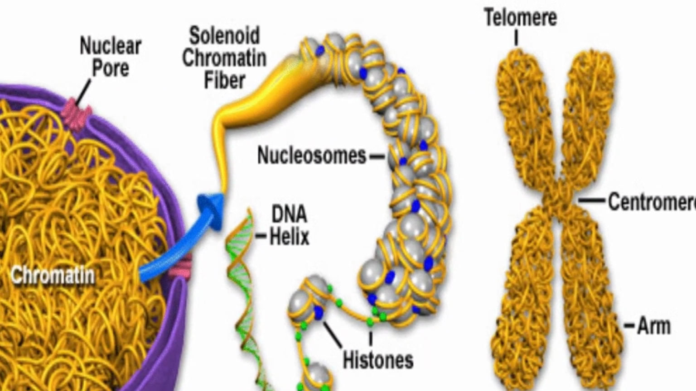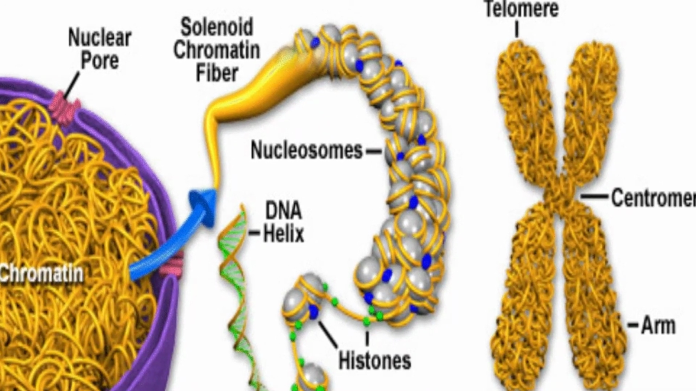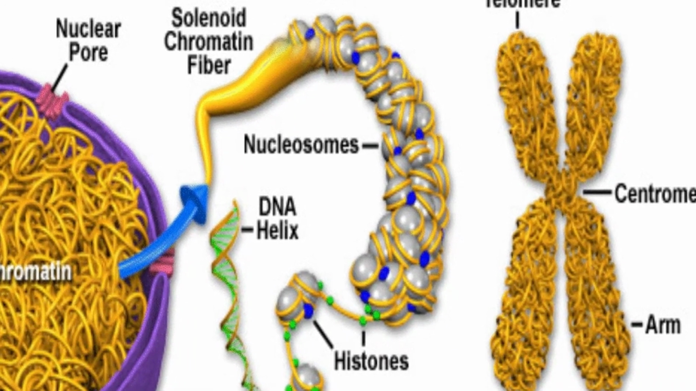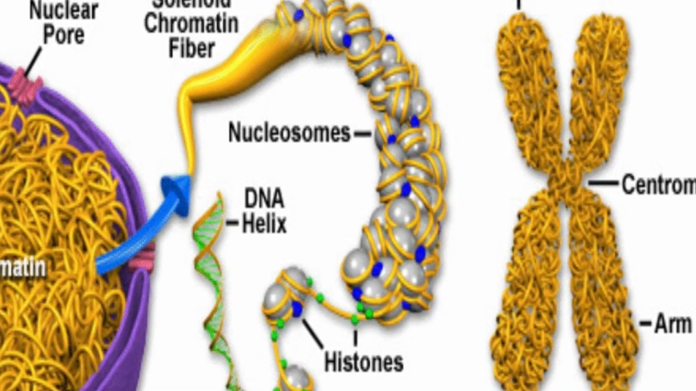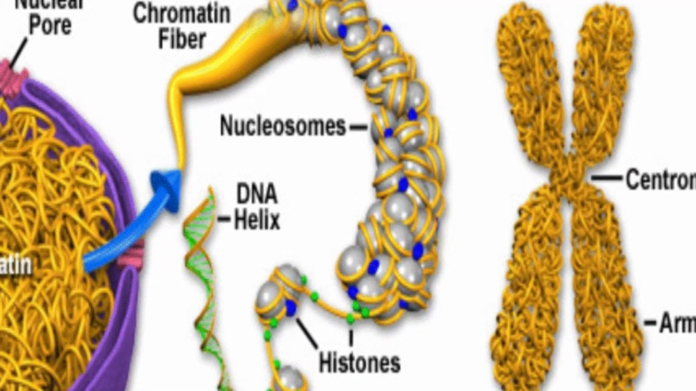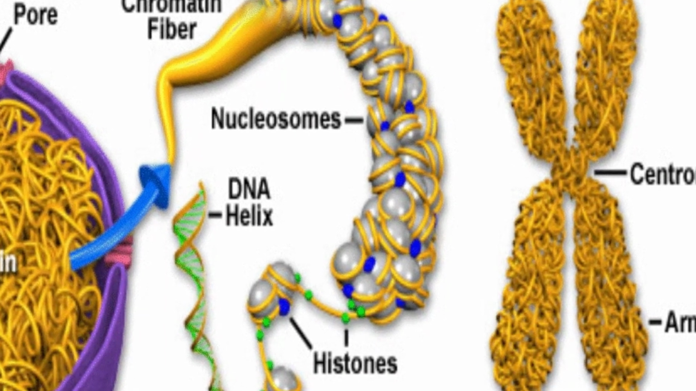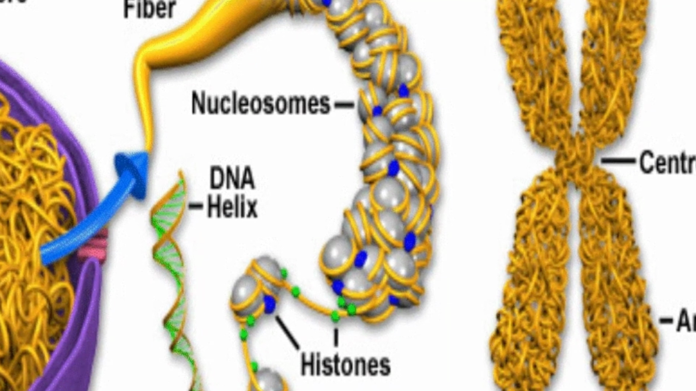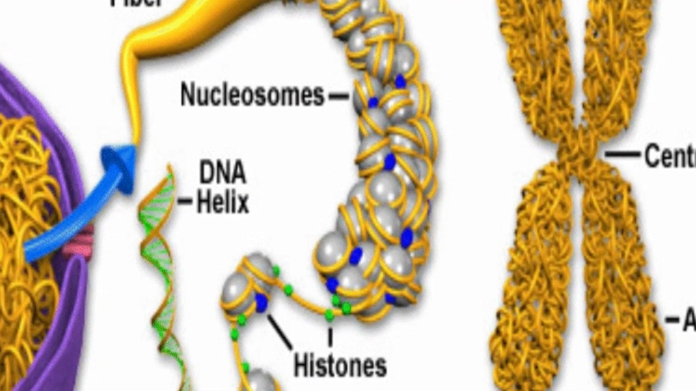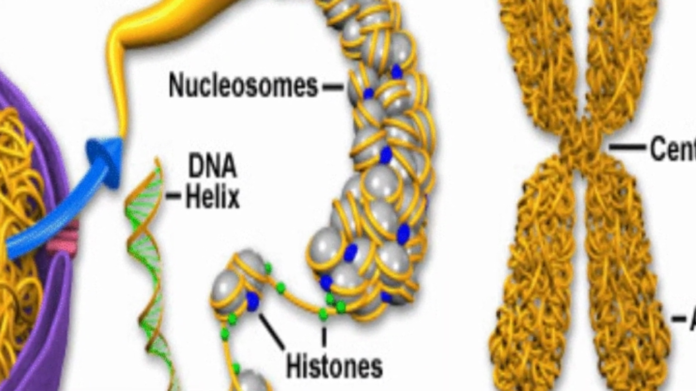Now, here is the process of condensation. Chromatin and condensed chromosome structure. Chromatin is the entangled thread-like material present inside the nucleus when the cell is not dividing. But when cell division begins, it condenses to form the chromosome. This X structure is called the chromosome. Chromosomes are made up of DNA and histone proteins.